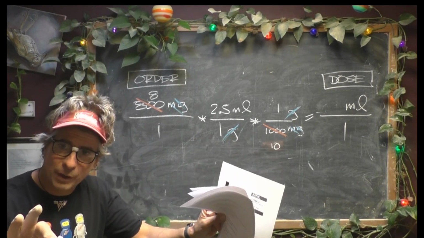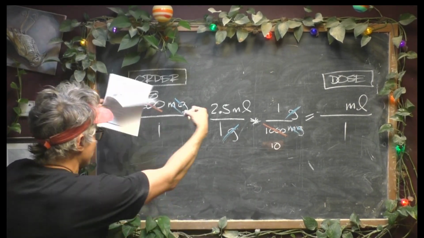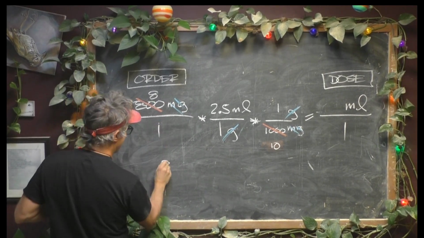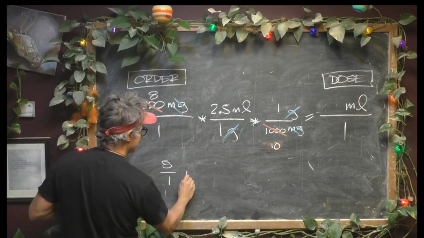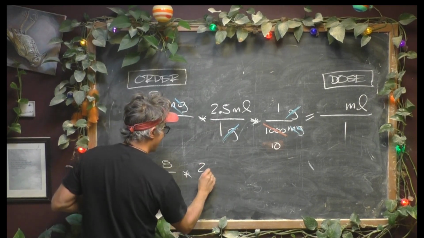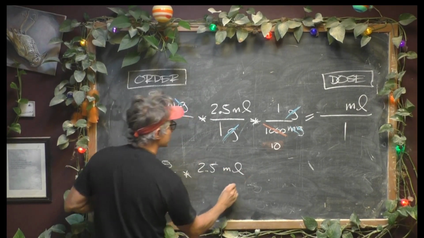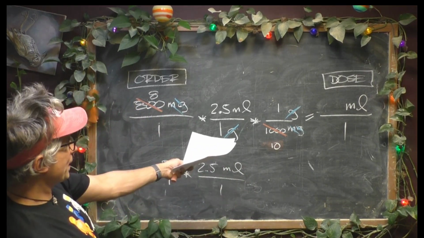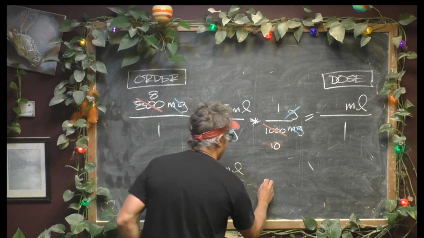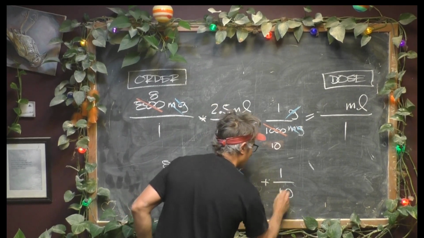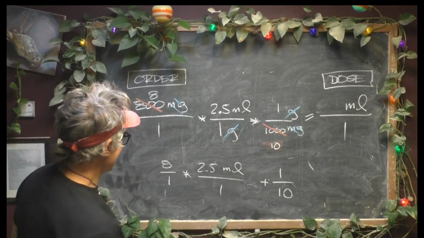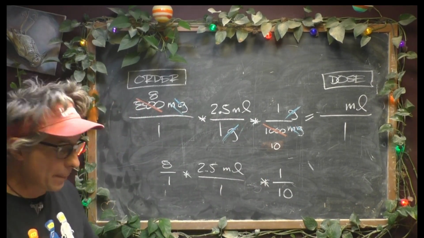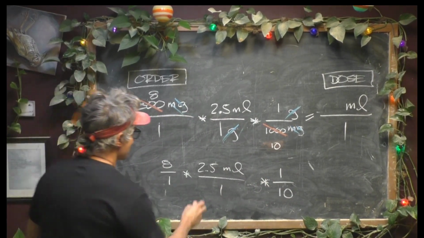So all I'm going to do at this point, before I divide off any more numbers, is bring everything down. What's left here? Well, that's 8 over 1 times 2.5 milliliters over 1. Everything else divided off, and literally everything over here, except for that 10 in the bottom. That's a times, by the way, apologies. All we got to do now is do them. I can't help it. I'm a math guy. I got to do this.